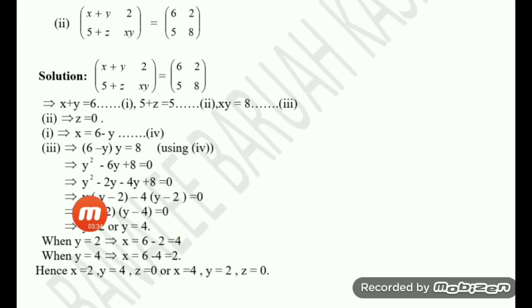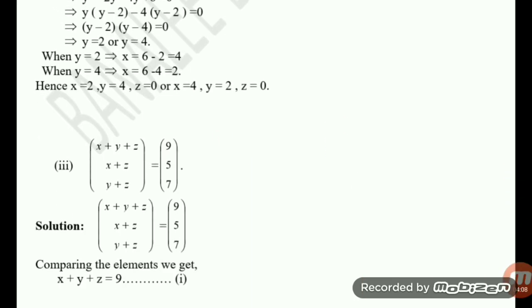Now, when we have y equal to 2, let us find out what x is. x will be equal to 6 minus 2, let us put it in 4. So 6 minus 2 gives you 4. And on substitution of y equal to 4 in equation number 4, we'll have x equal to 6 minus 4, that is equal to 2. So we have got two corresponding values. One is when x equal to 2, y is equal to 4 and z is equal to 0. And when x equal to 4, y is equal to 2 and z is equal to 0. So these are the possible answers we have got. After this, let us proceed to the next question.